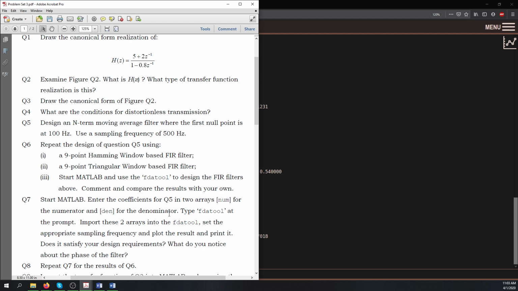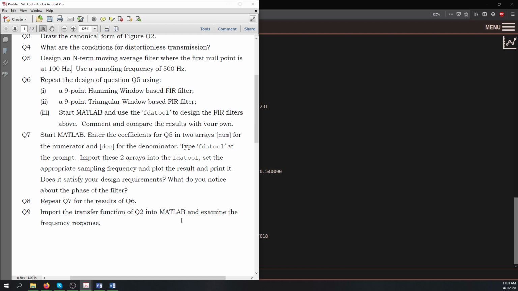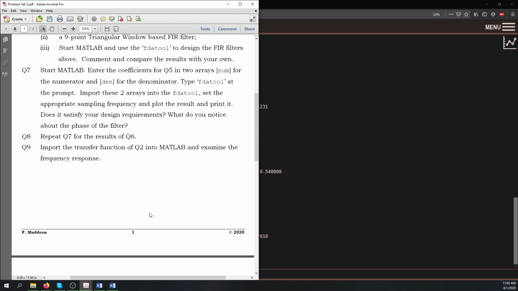Question 6 part 2 and part 3: in part 2 you just use the 9-point triangular window, so you get the w of n equation for that, and you do the same steps as before. Part 3 is just to compare. Questions 7, 8 and 9 are basically just MATLAB analysis for you guys to do.